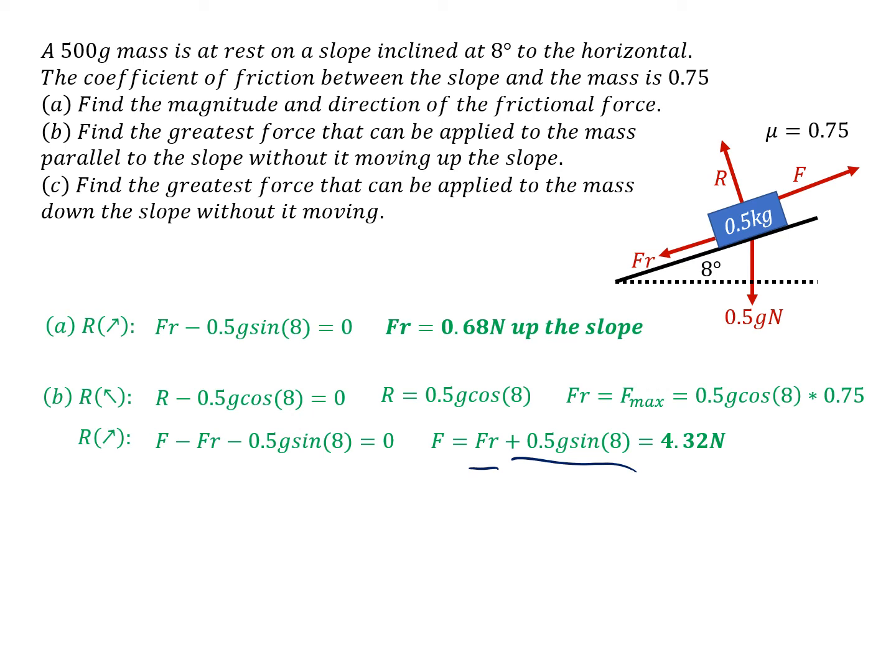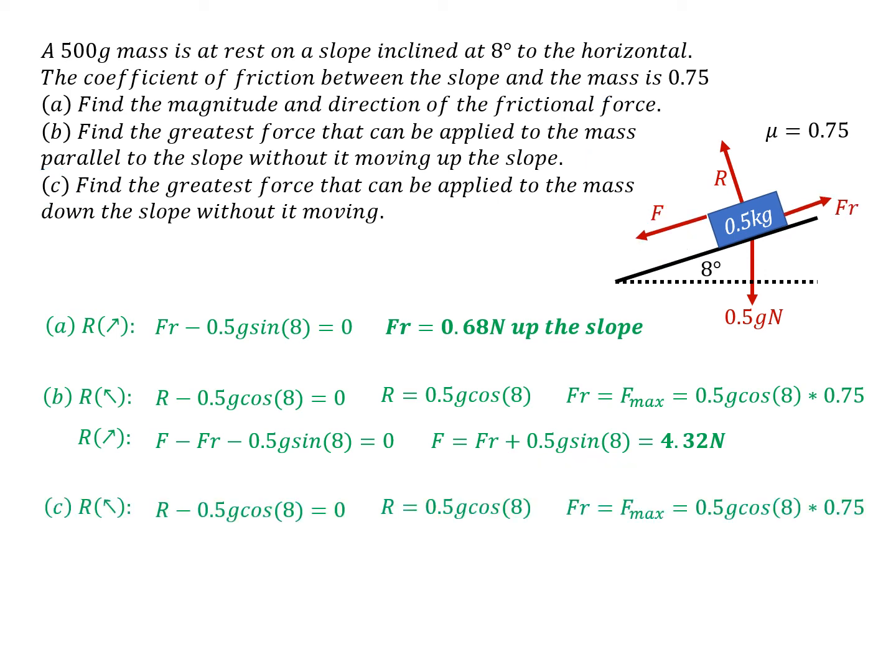So that's part B completed. Let's have a look at part C now: the greatest force that can be applied to the mass down the slope. So now we want to change the direction of that force. We need a new diagram. Now the friction has changed again, so that it's opposing the intended motion, which is moving down the slope.